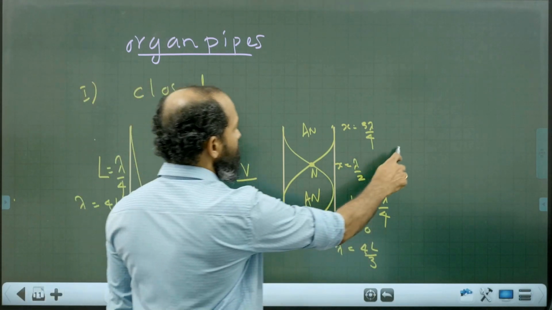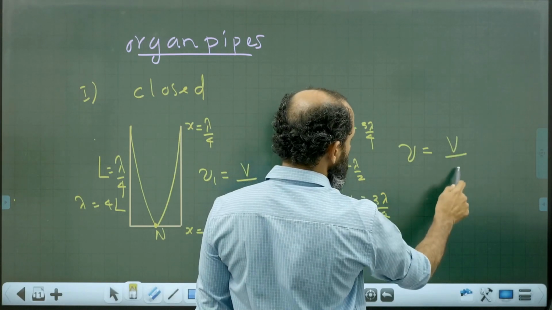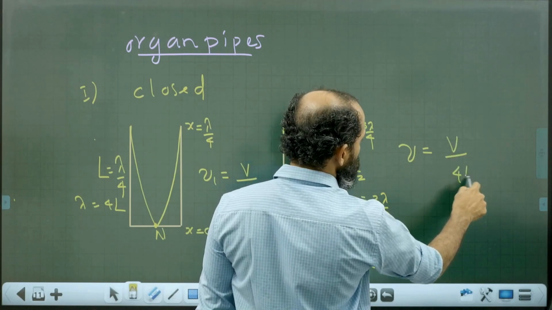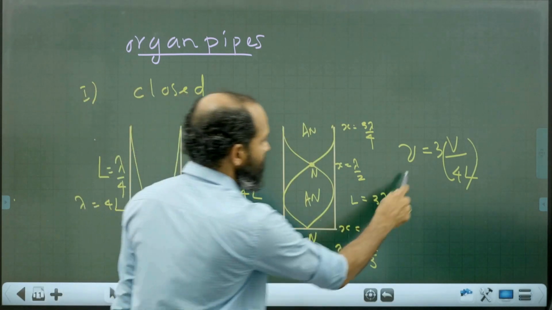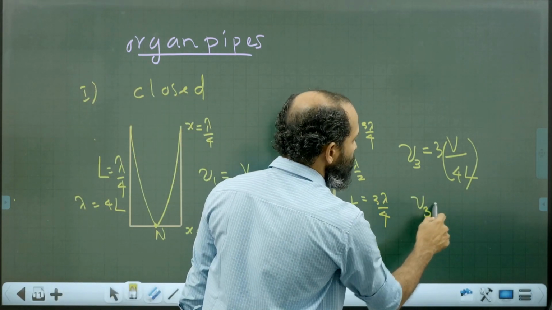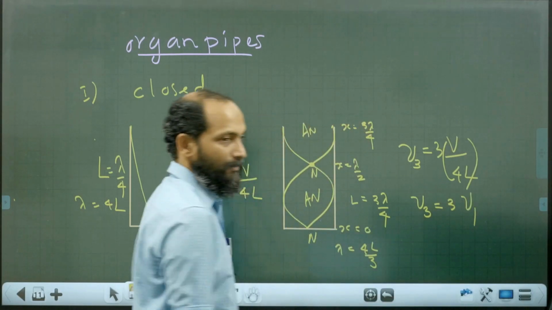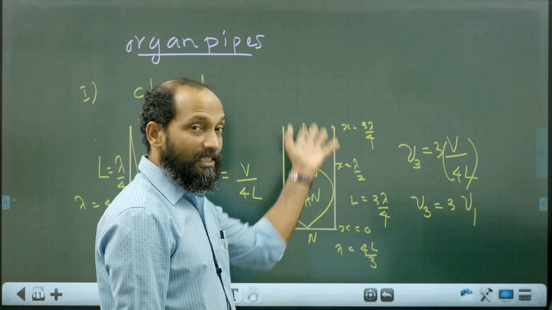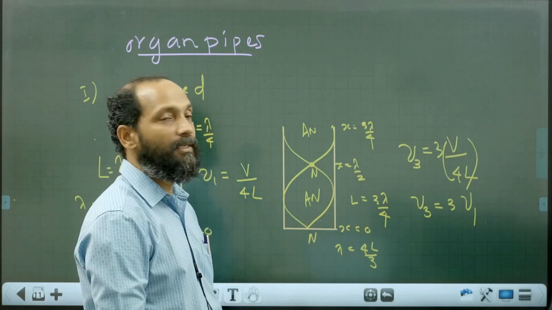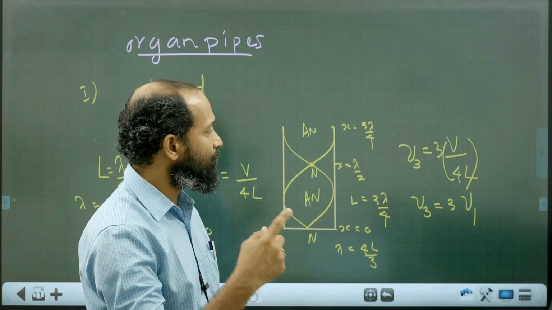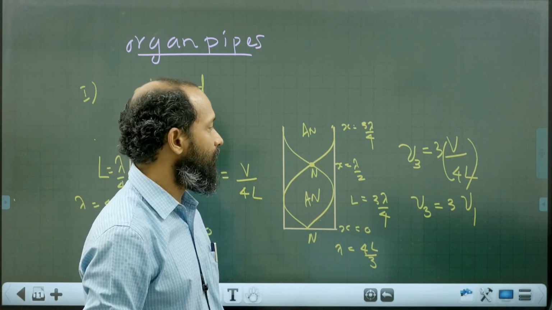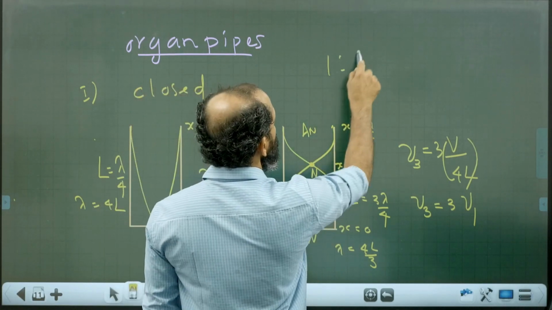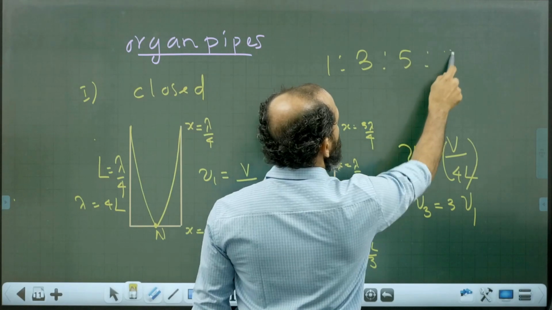Then the frequency nu is equal to V by lambda. Lambda is 4L by 3. So that is thrice the fundamental frequency. So it should be nu 3, nu 3 equal to 3 nu 1. That is why the next higher harmonic heard will be only 5 times nu 1. So 1 is to 3 is to 5 is to 7 will be the successive harmonics. So the harmonics ratio is 1, 3, 5, 7.